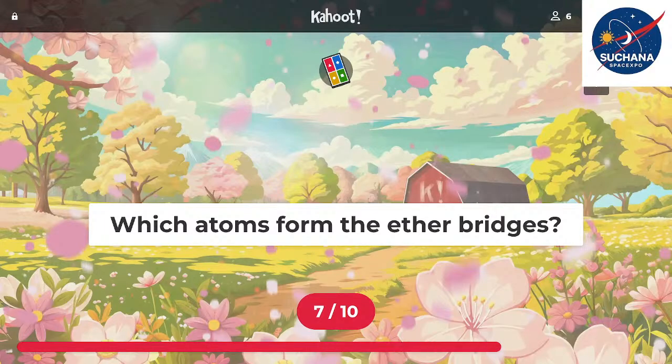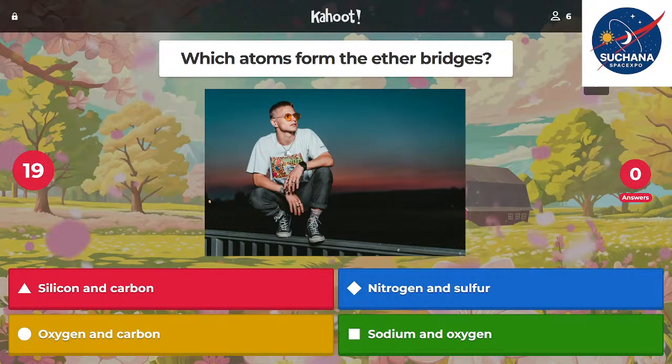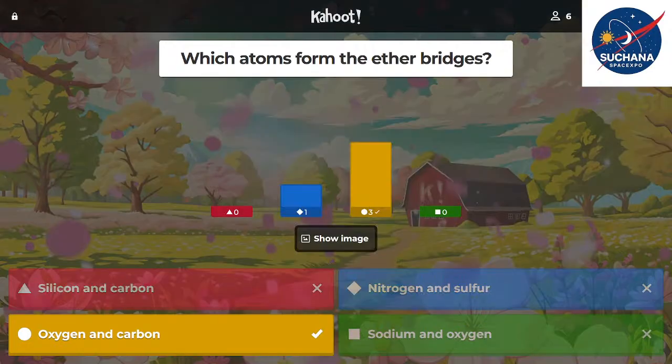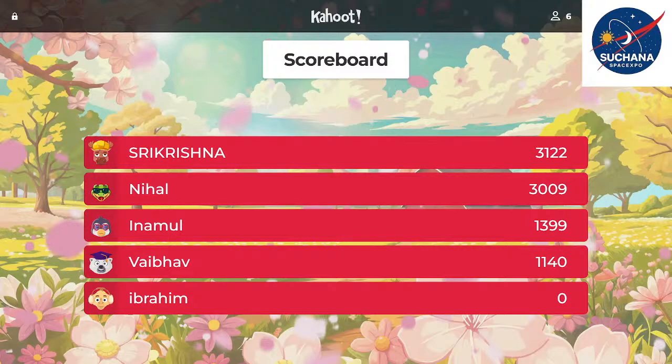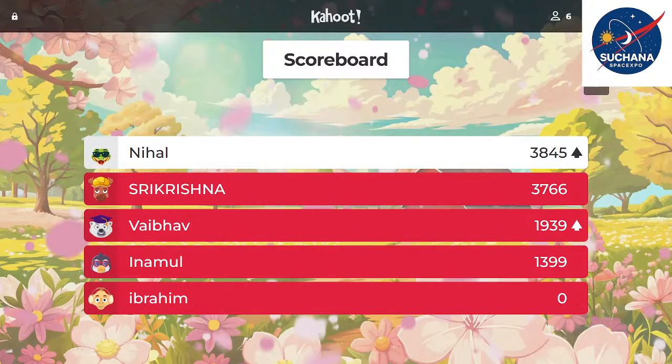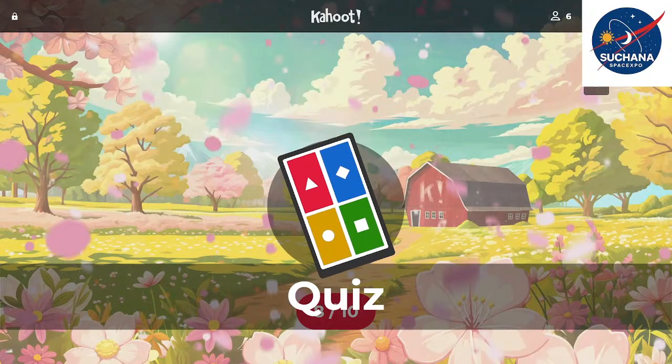Which atoms form the ether bridges? A. Silicon and carbon, B. Nitrogen and sulfur, C. Oxygen and carbon, D. Sodium and oxygen. We know ether means ROR, carbon and oxygen. Nihal and Vaibhav are also growing, and Sri Krishna is in second position.